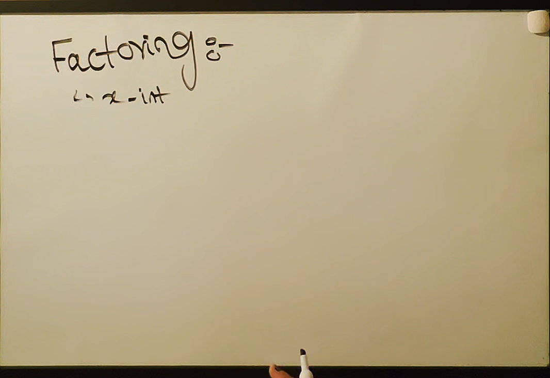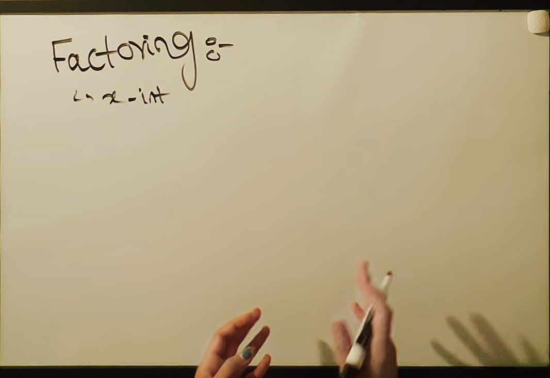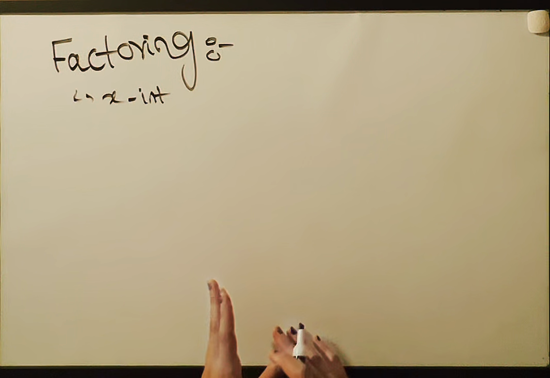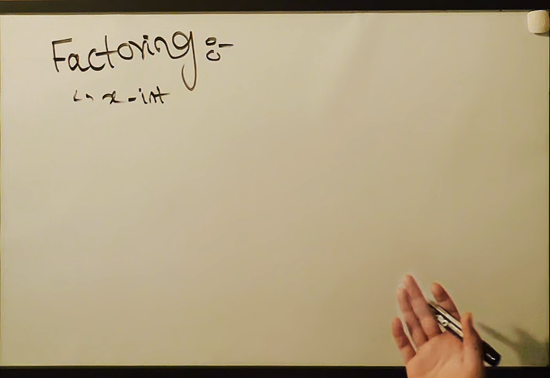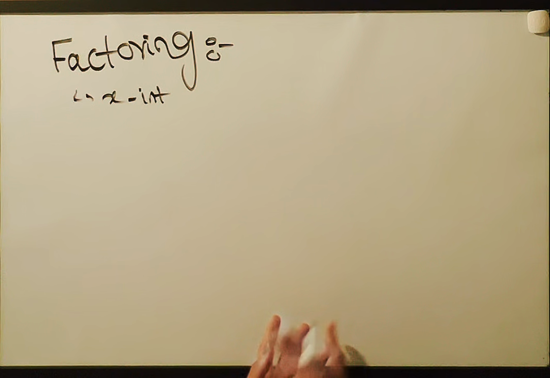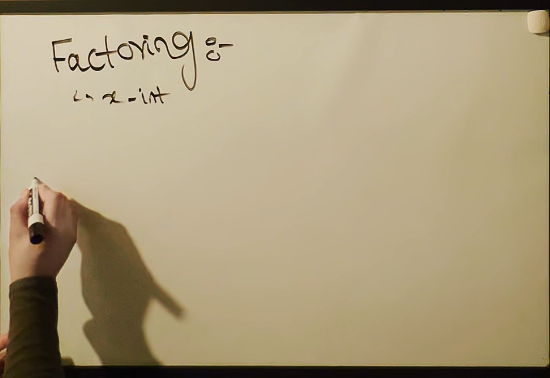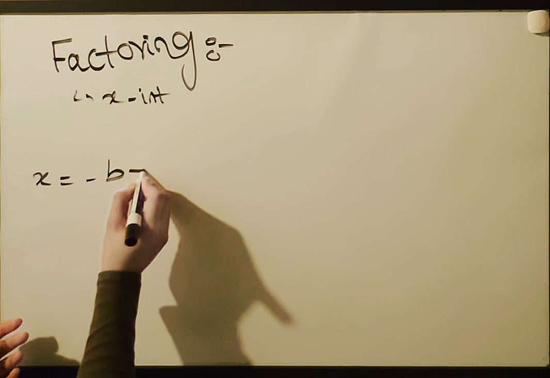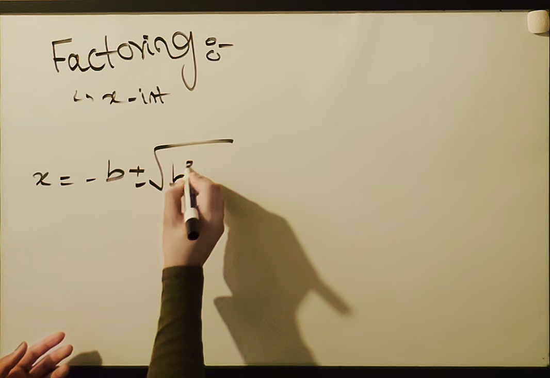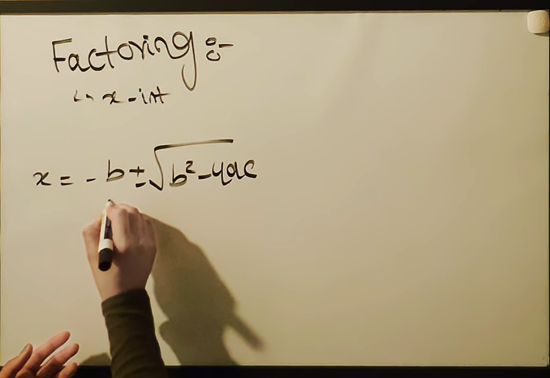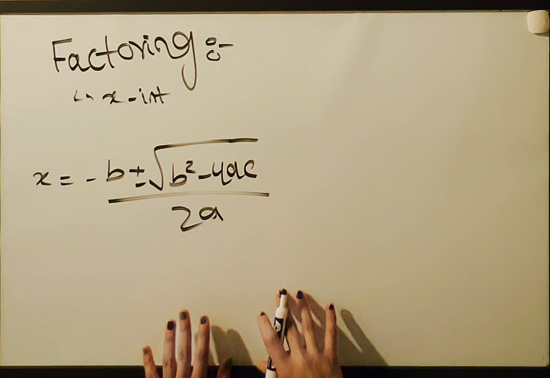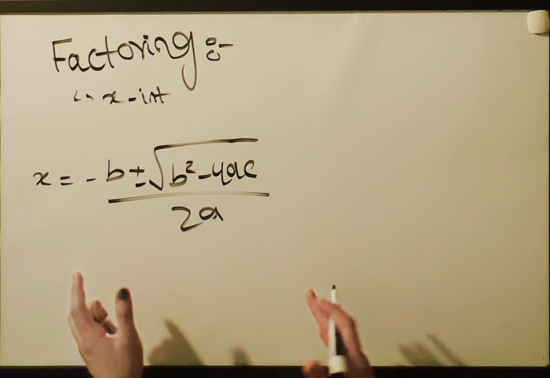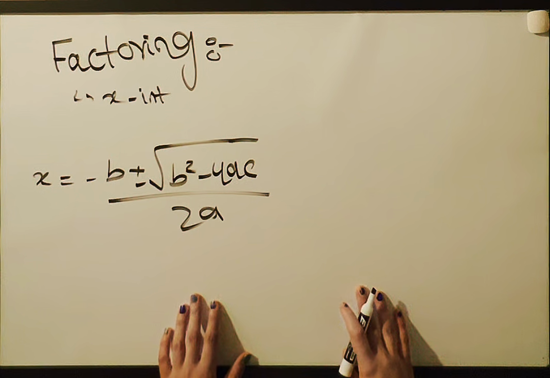Again, we can use factoring by grouping. We can use the easy factoring method where we try to find two numbers that multiply to give you one thing and add up to another thing. But I believe that the easiest way is to just use the quadratic formula, which is x is equal to negative b plus or minus the square root of b squared minus 4ac, divided by 2a. This is the easiest formula that you can use to figure out your x-intercepts or your factors of x.